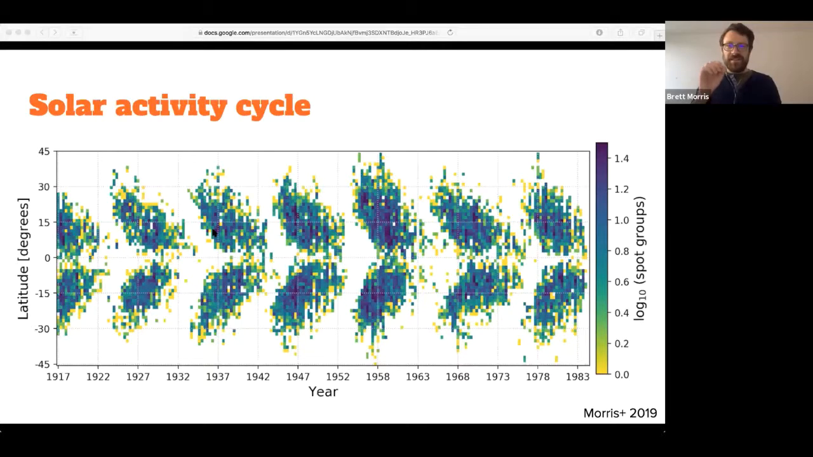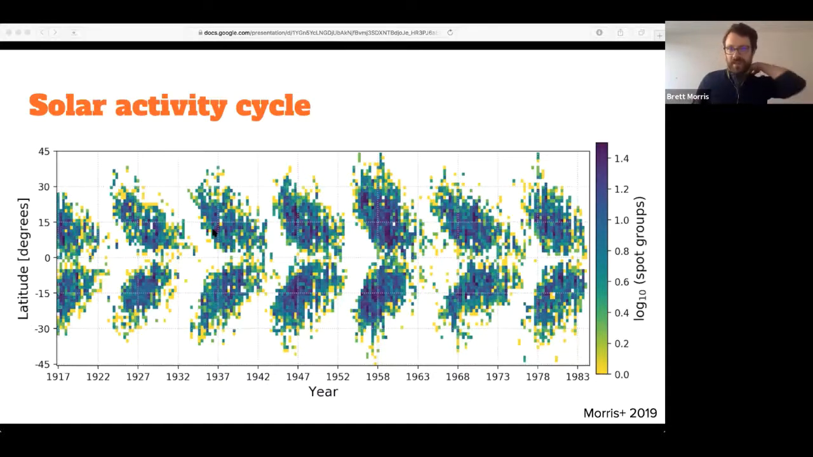If we start at 1952, you'll see that star spots start emerging at latitudes near plus or minus 40 degrees. And then as we work our way into 1958, the spots are appearing at roughly 15 degrees. And then as we work our way into 1963, the spots have started to emerge near the equator before the spots basically disappear and the cycle starts again. This is what we call the solar cycle.